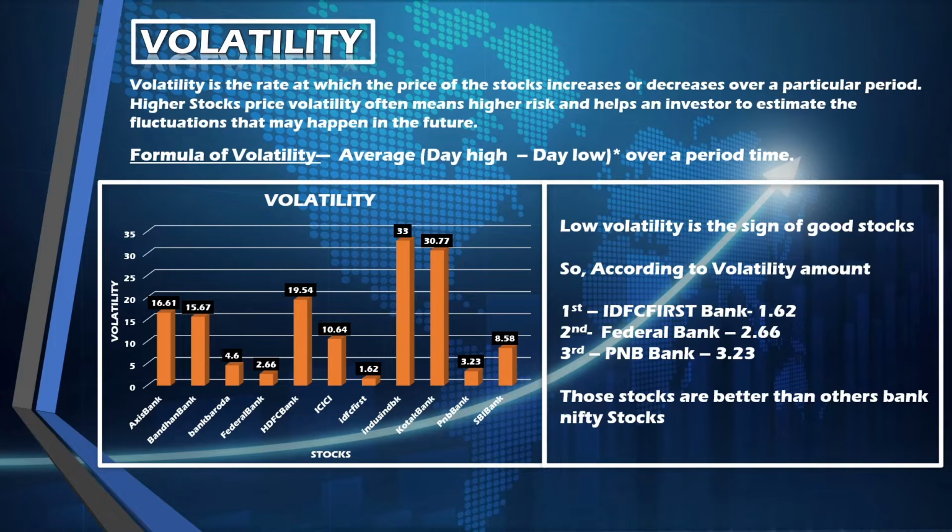Next is volatility. Volatility is the rate at which the price of a stock increases or decreases over a particular period. Higher stock price volatility often means higher risk and helps an investor estimate the fluctuation that may happen in the future. The formula for volatility is the average of the day's high price minus low price over a time period, like 2015 to 2022.